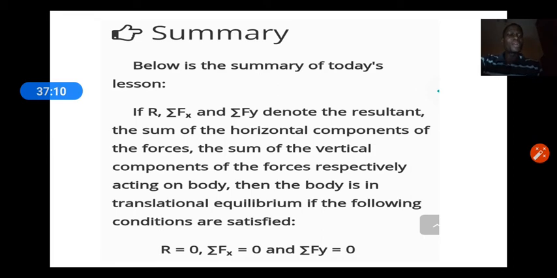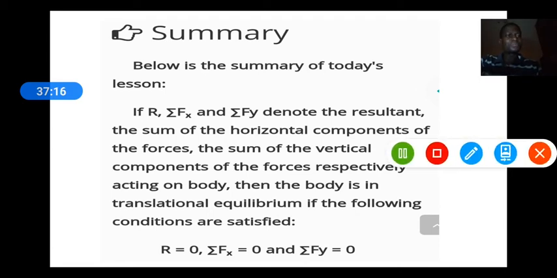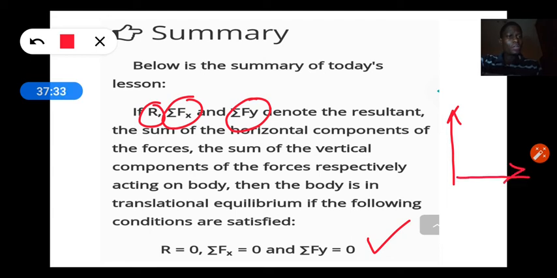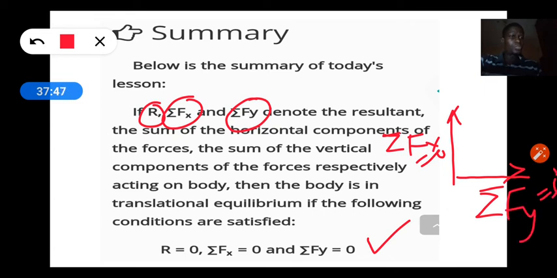Now let's quickly summarize. We only mentioned three things. We talked about resultant, summation f of x, summation f of y. All of them are expected to be equal to 0, as you can see. When summation f of x is equal to 0, and summation f of y is also equal to 0, what do you expect the resultant to be? Resultant will also be 0.